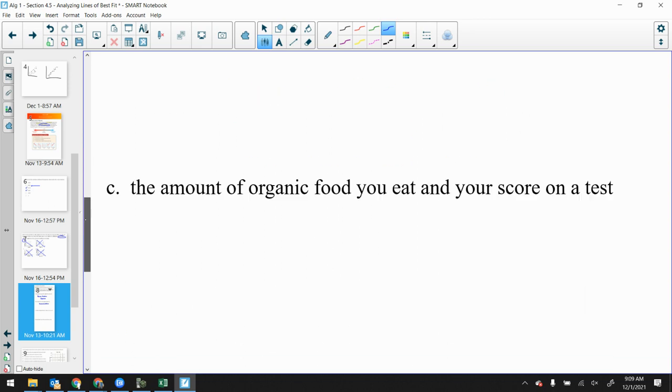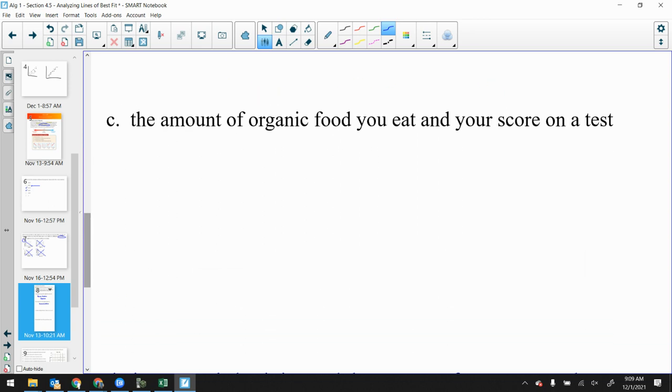Let's take a look at C. The amount of organic food you eat and your test scores. I don't know how that works. You have to make your brain think more. I guess it depends. And so we would say no correlation.